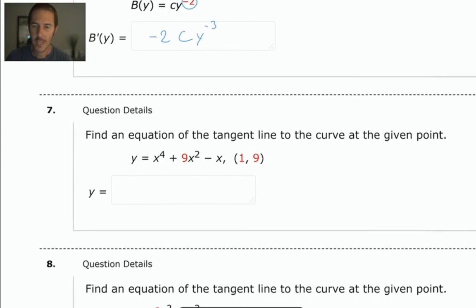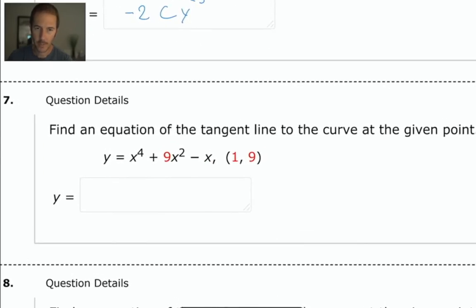Find an equation of a tangent line. You've done these problems already. Remember, please, that when you're designing the equation for a line, it's very typical to start with point-slope form, which is y minus y1 equals your slope of m times x minus x1. In this problem, they gave you x1 and y1. They did not, however, give us the slope.